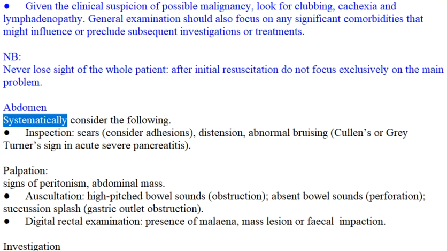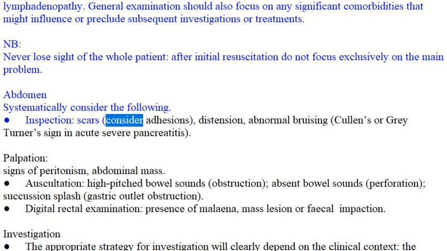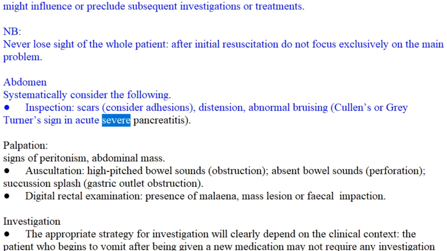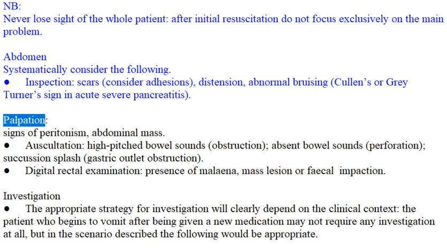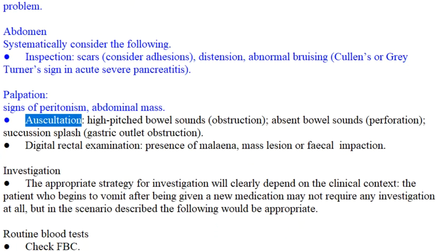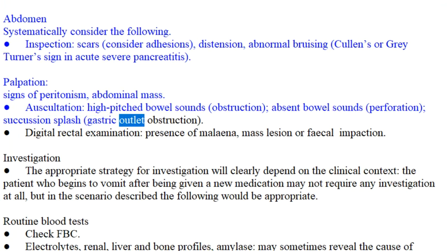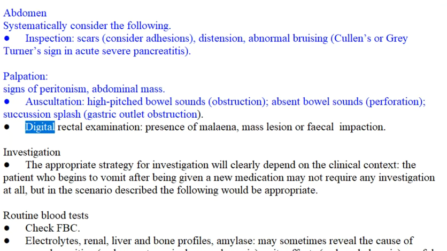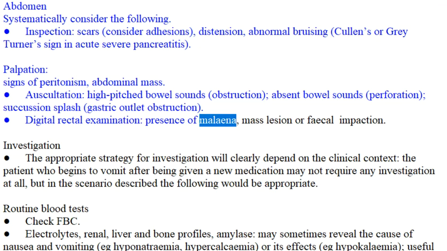Abdomen. Systematically consider the following. Inspection: scars, consider adhesions, distension, abnormal bruising, Cullen's or Grey-Turner's sign in acute severe pancreatitis. Palpation: signs of peritonism, abdominal mass. Auscultation: high-pitched bowel sounds, obstruction; absent bowel sounds, perforation; succussion splash, gastric outlet obstruction. Digital rectal examination: presence of melaena, mass lesion, or fecal impaction.